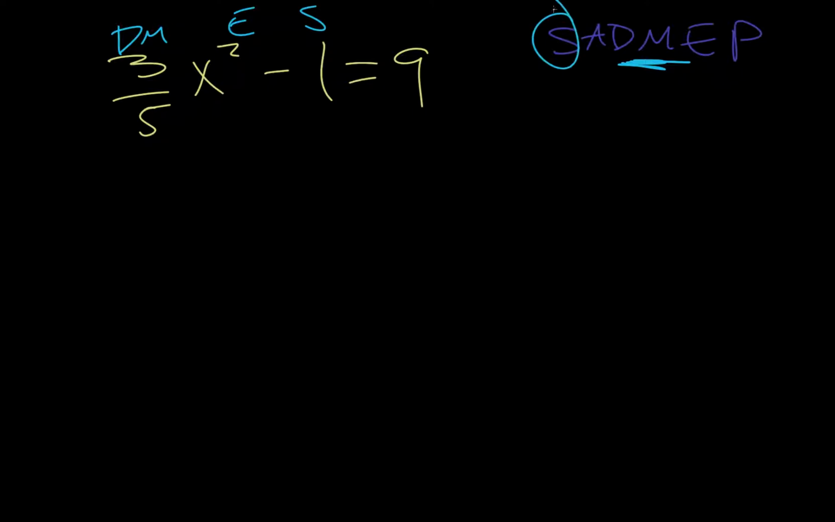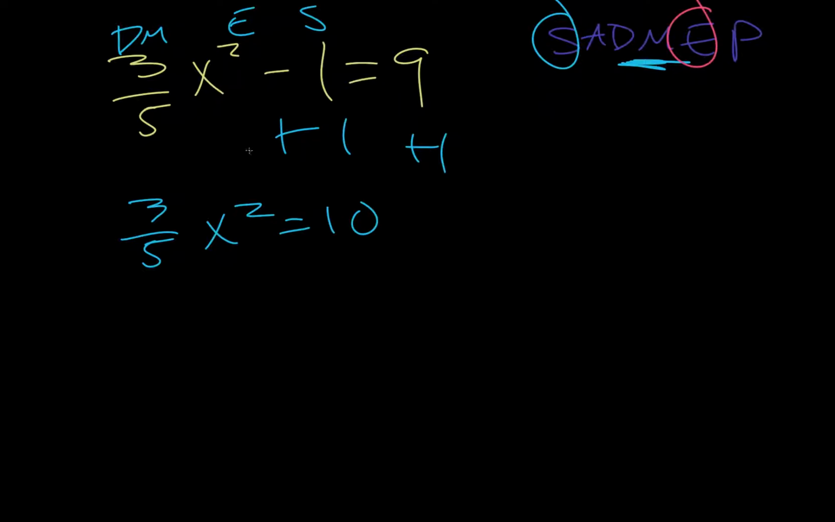So over here we start with subtraction, so we undo the subtraction by adding 1. We have 3/5 x squared equals 10. And from here, the DM comes before the E. So we have an E here and a DM. Now to undo a fraction in just one step, we technically could multiply by 5 and then divide by 3, or divide by 3 and multiply by 5, whatever order you want.